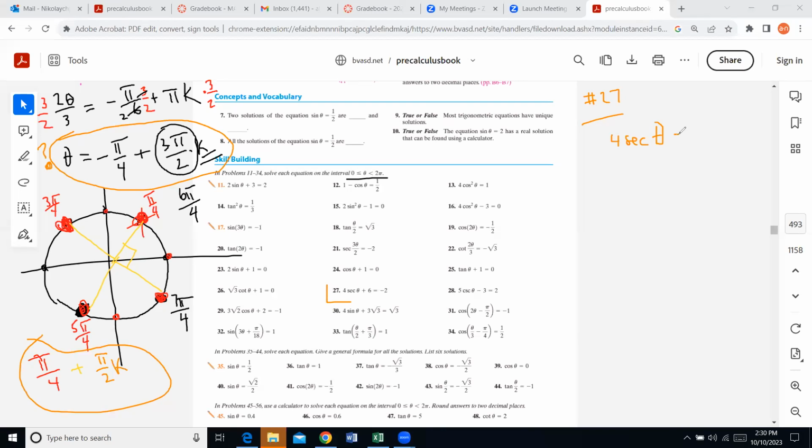So secant theta plus 6 is equal to -2. So we're going to subtract 6 on both sides.